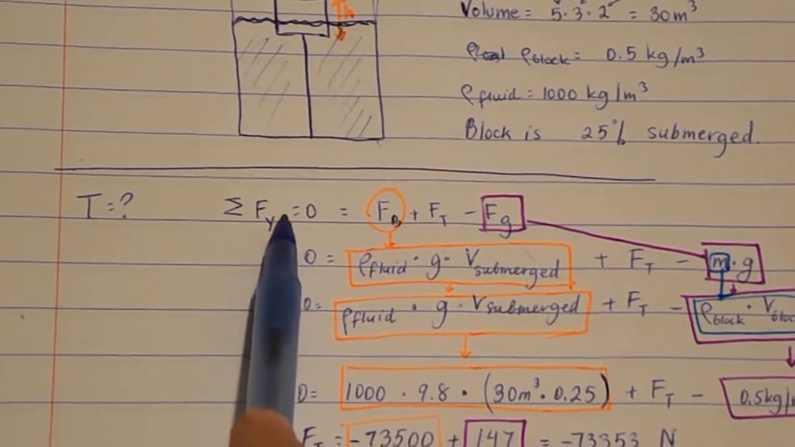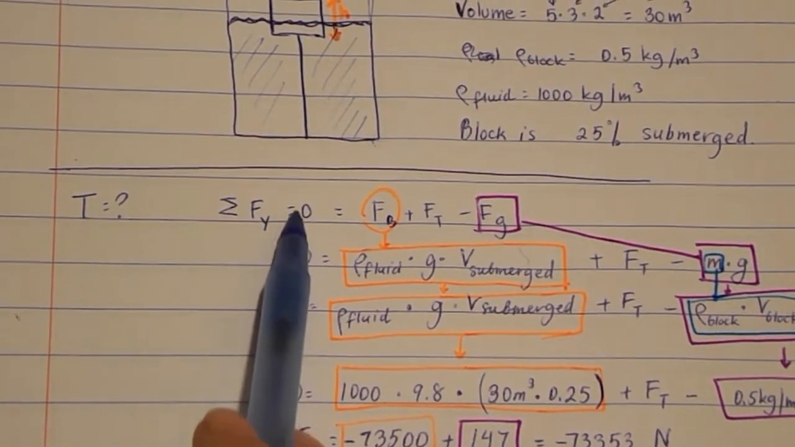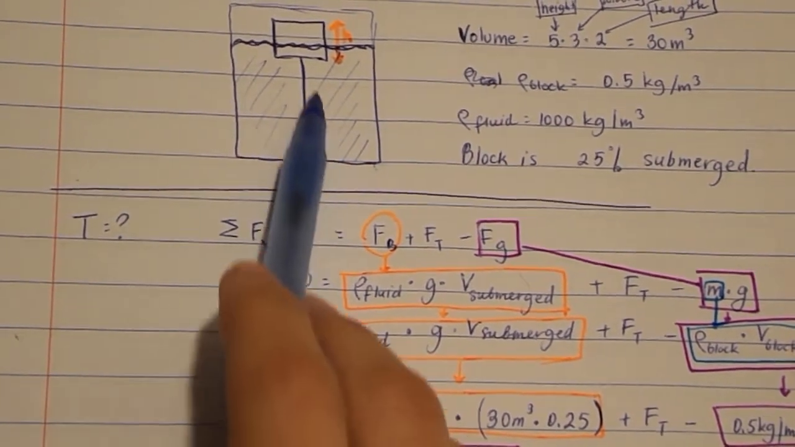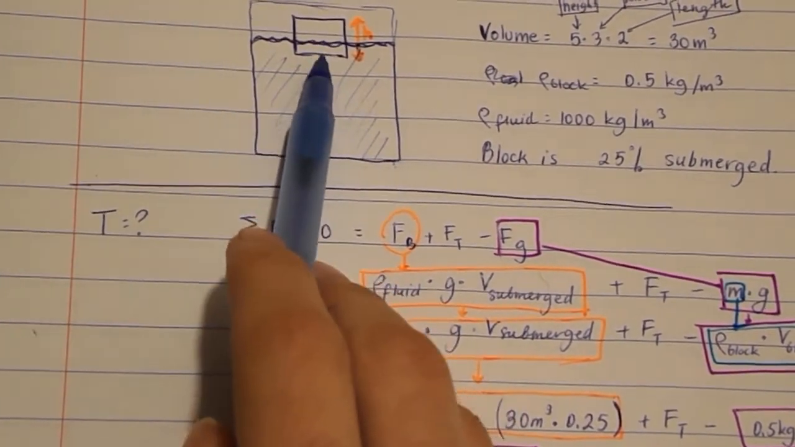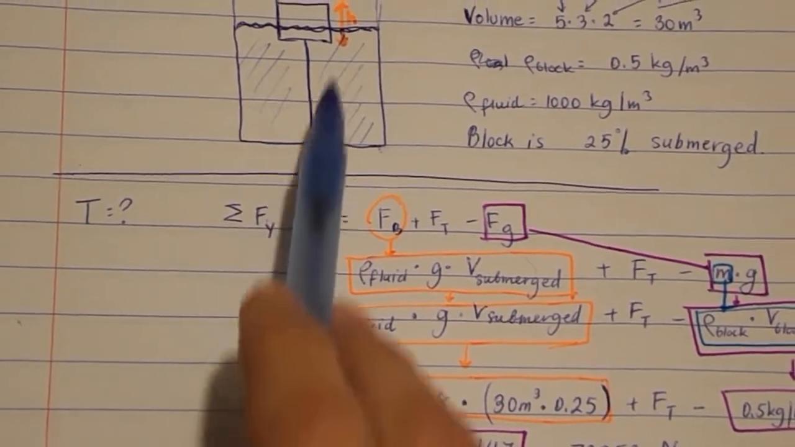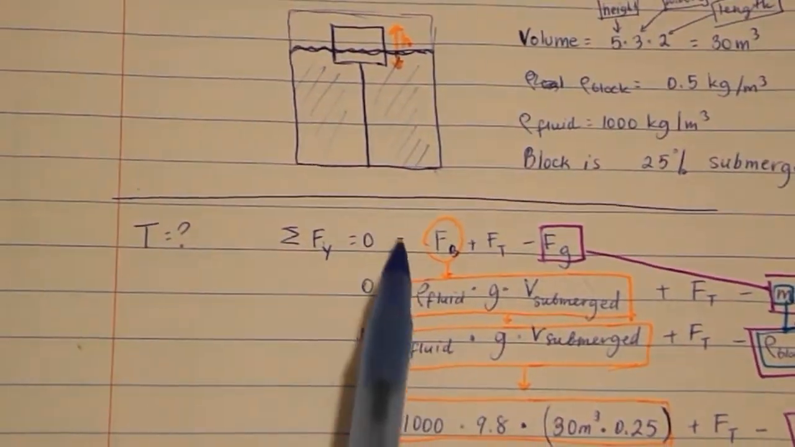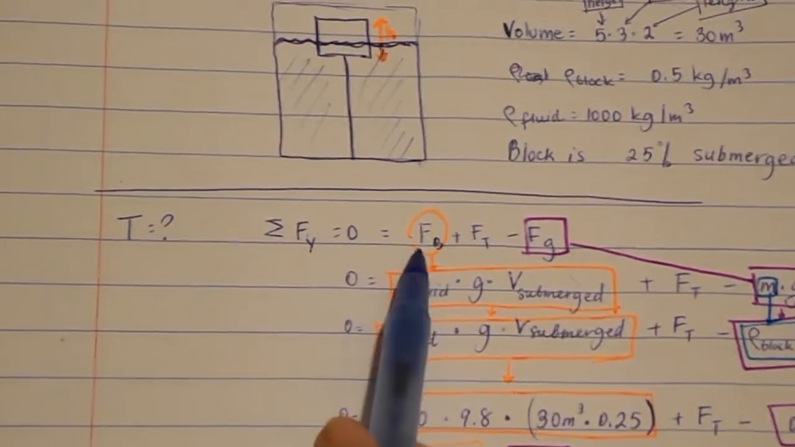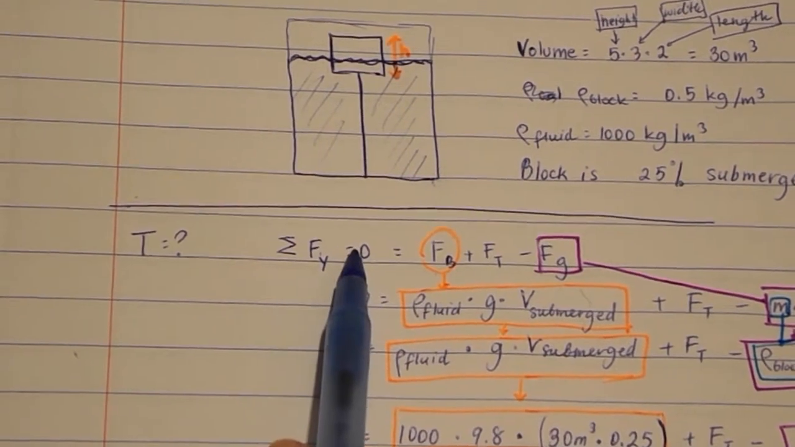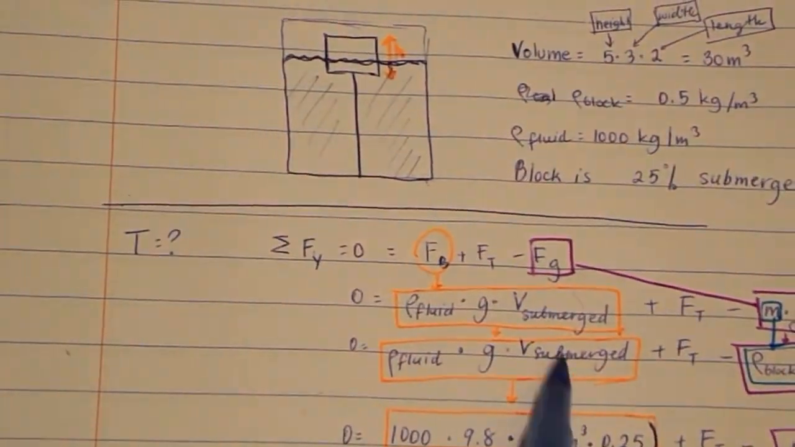To find tension, we will say that the tension is in the y direction. So most of the forces are in the y direction in this problem. So the forces in the y direction are in equilibrium. Nothing is moving, that's why it's equal to 0. And when we add all the forces in the y direction, we should get 0. What are the forces in the y direction?